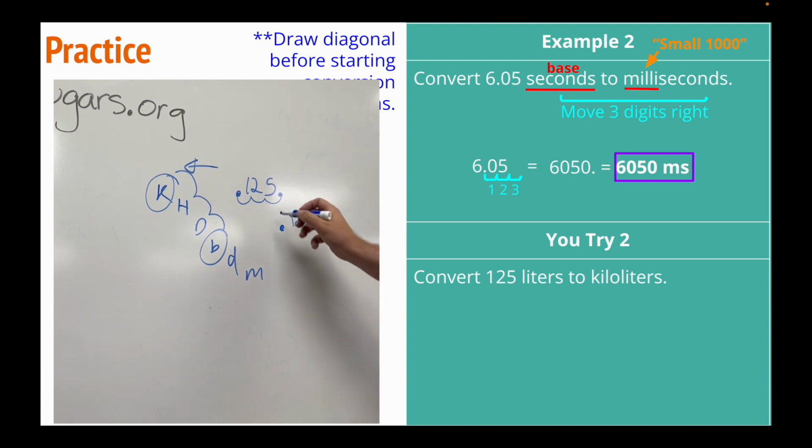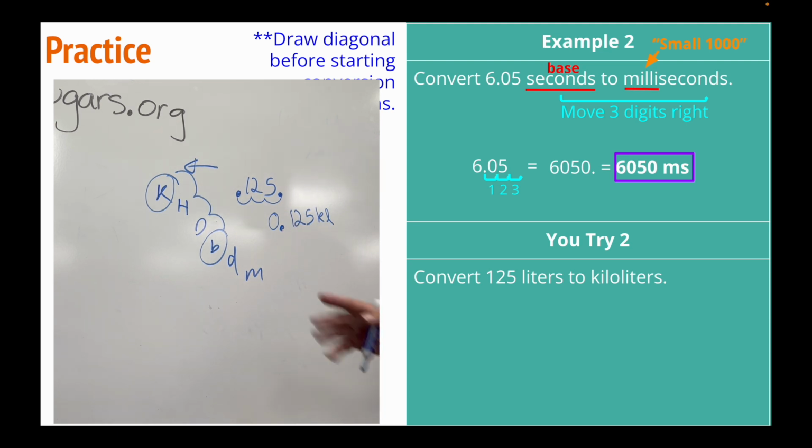kL. And I personally like to put a 0 in front of my decimals if there's a decimal in front. That way, when I see it, I don't think that that's like a period at the end of a sentence or something like that, that's part of the number. Okay?